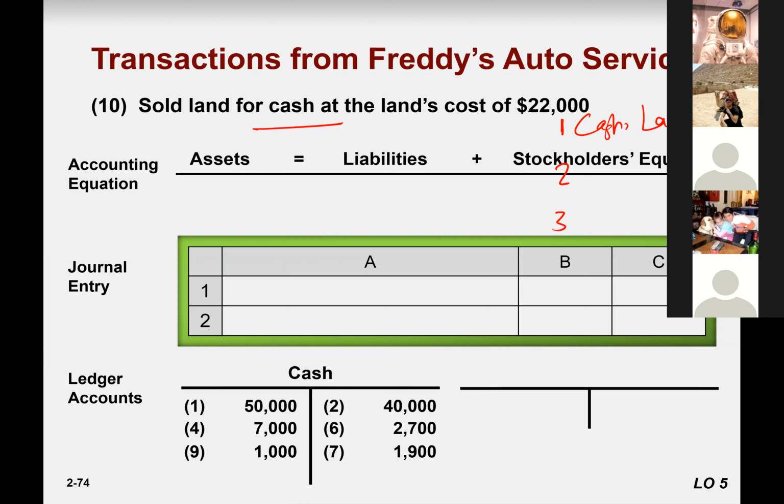Now tell me, does the cash increase or decrease? Cash is increase. Well done. What about land? Land is decrease. Well done. So what about the debit and credit? Cash increase means debit, you earn much more money.